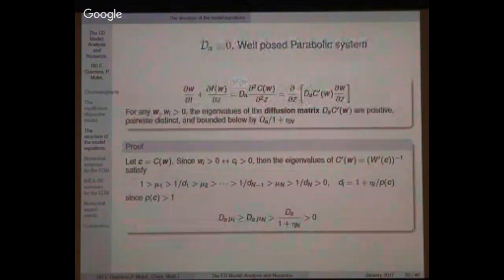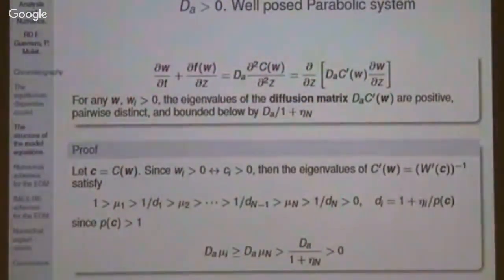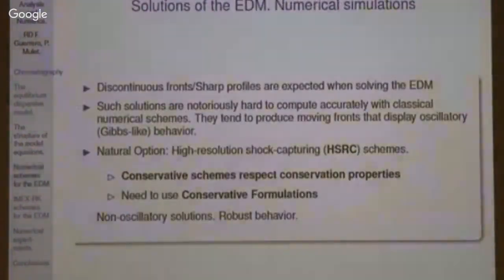What about the parabolic system? Okay, so here's the diffusion matrix, the AC prime. So here are the eigenvalues of the diffusion matrix, okay? And they're all bounded below by something that I know what it is, okay? So from the practical point of view, it means that you can compute, okay? You can set up robust schemes for that.